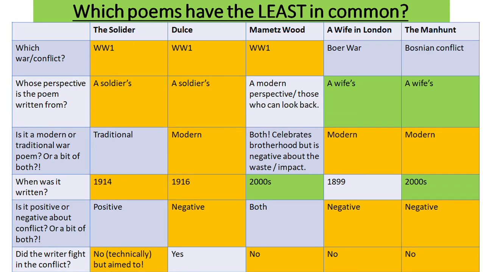Okay. So I've already answered this one, sorry. Which poems have the least in common? Mammoth's Wood is definitely the one. If you look, it's the one that's coloured in the least. It's the one that hasn't got many overlaps with the other two poems. Okay, and I've already gone through that.